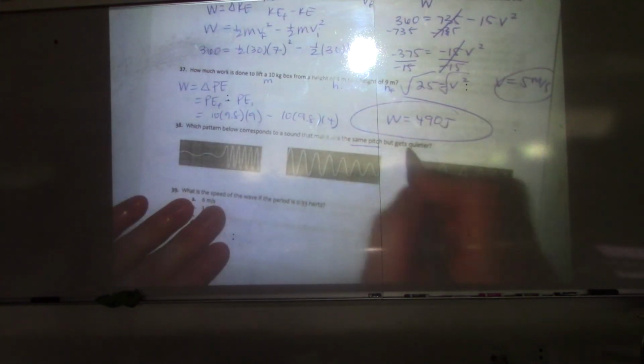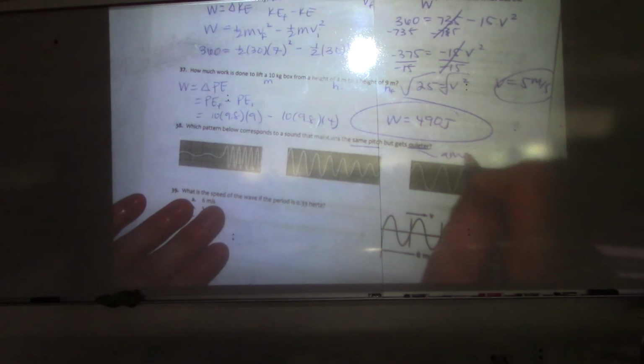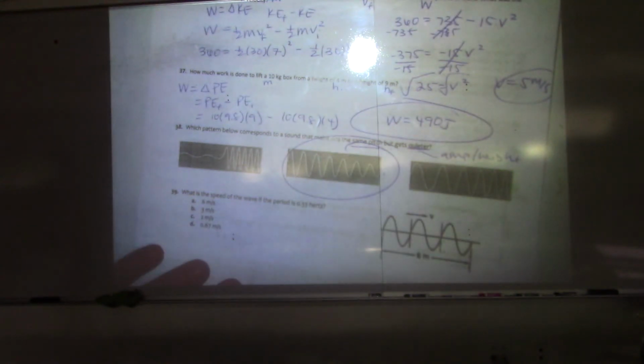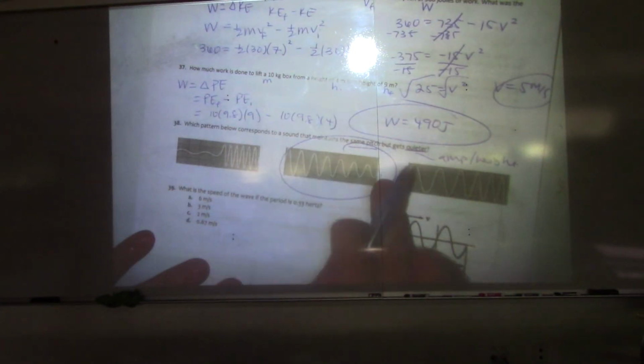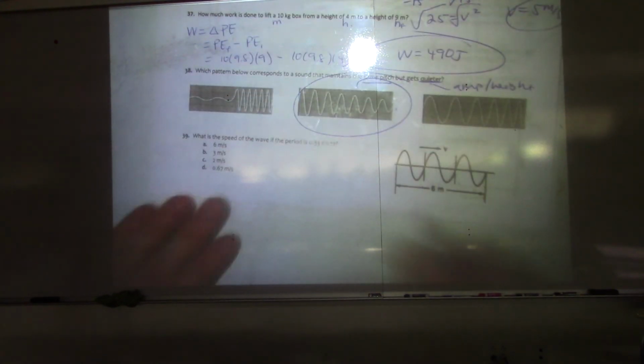Same pitch, so I don't want it getting more squished together or less squished together. I want the spread outness to be the same. And quieter has to do with the amplitude or the height, so I want to get less amplitude, less height. So see how this gets less height? That's our one. It's equally spaced out, so it's the same pitch, but I am losing amplitude, which is losing volume.